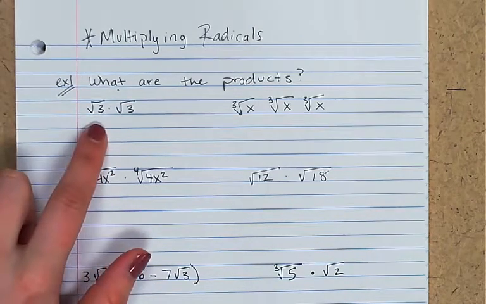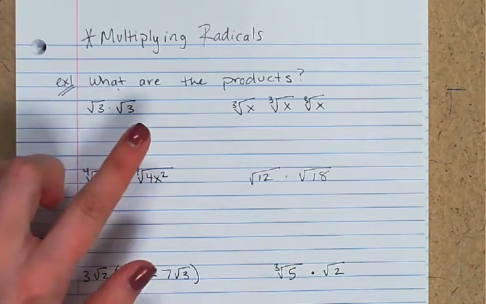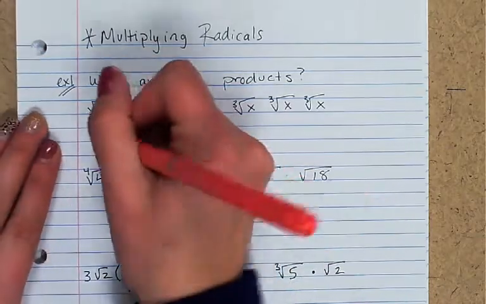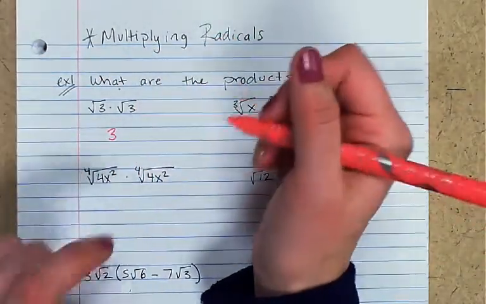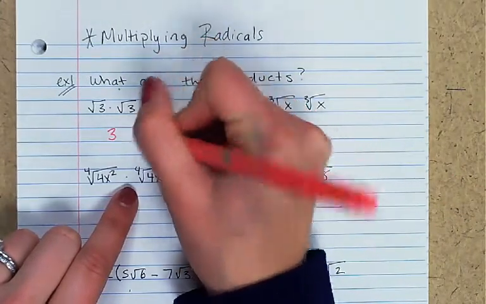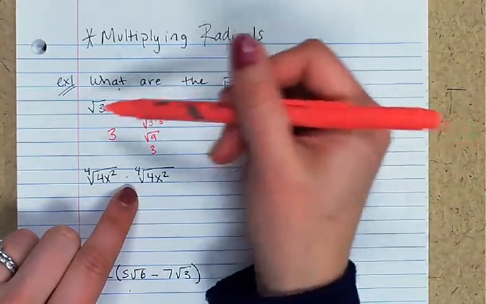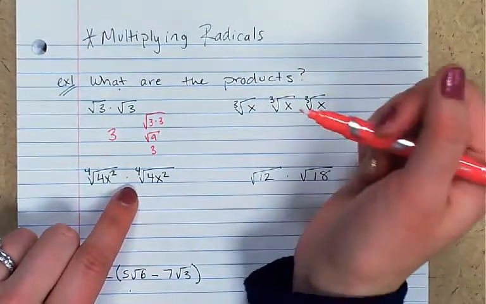On this first one here, whenever you have the square root of something times itself, essentially, so square root of 3 times the square root of 3, the answer is just 3. The reason is, if I show you how we actually multiply it out, you would have the square root of 3 times 3, which is the square root of 9, which is 3. So if I had root 7 times root 7, it's 7. Root 12 times root 12 is 12, and so on and so forth.